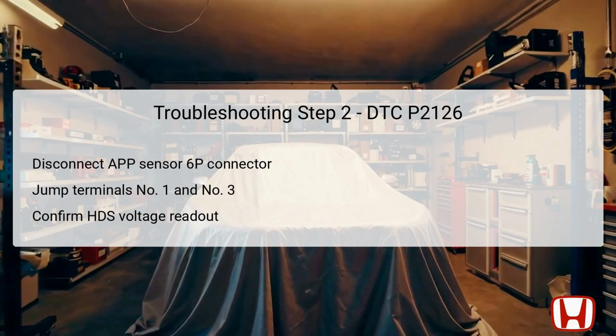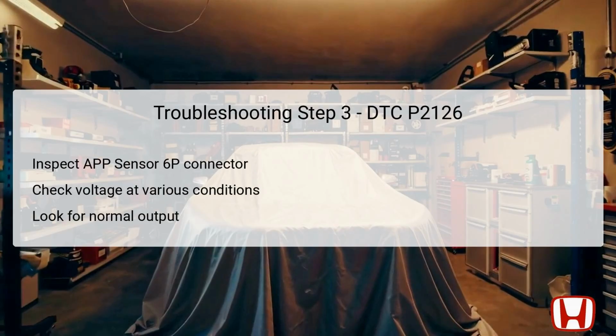Conversely, if the voltage is abnormal, it points to other related components that may require further inspection, guiding the technician in the next steps. The third troubleshooting step involves further inspection of the APP sensor 6P connector. This step is crucial as it ensures that all connections are intact and functional.